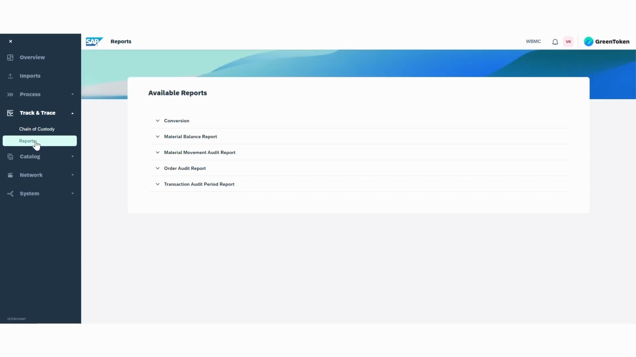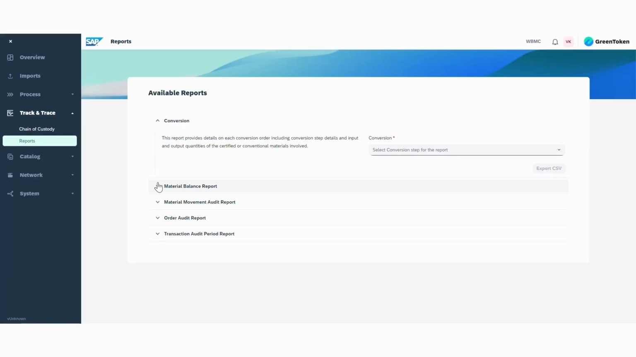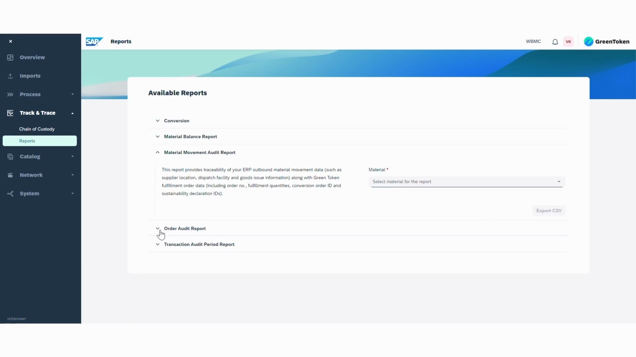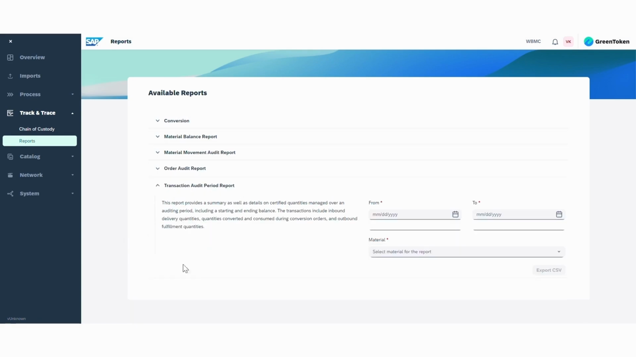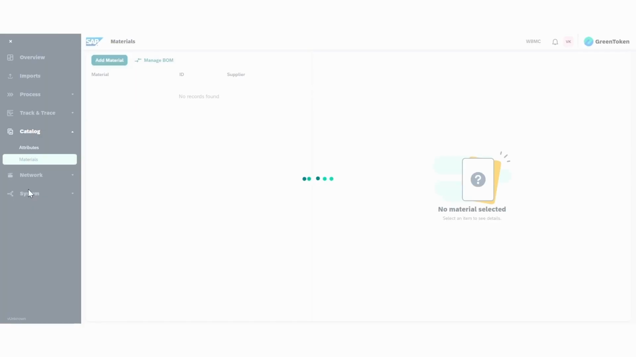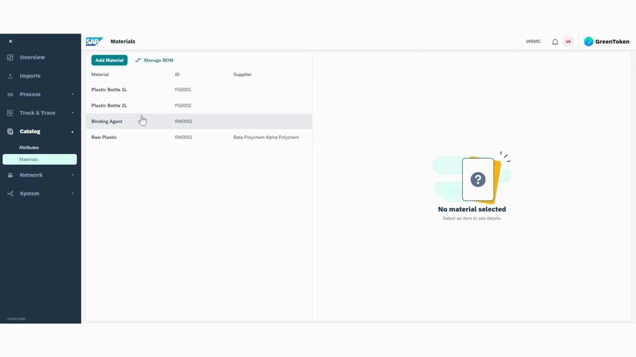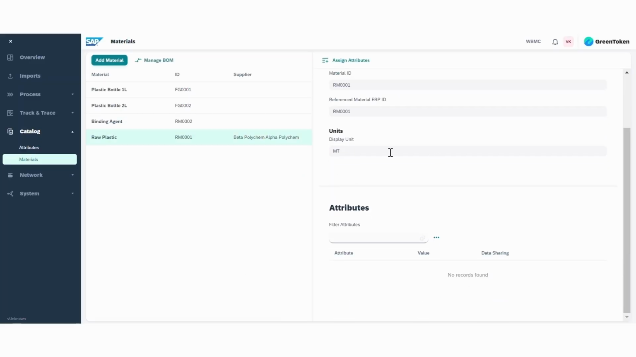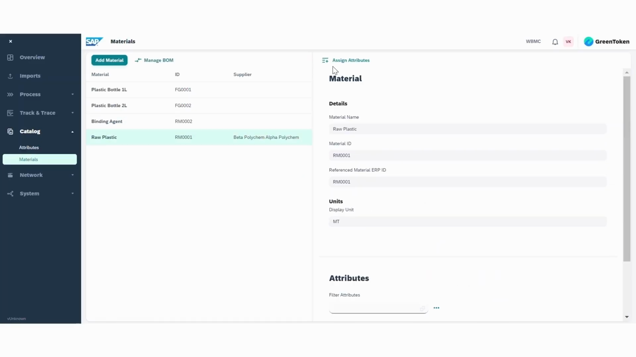In addition to the chain of custody, we have a number of reports available. So we can use these reports for getting data out of Green Token, and we can also use them to support any audits. And the next section, which is quite important, is the catalog. And this is where we can define the different materials, so the main raw material, the main finished products, and then we can assign different attributes to the materials.